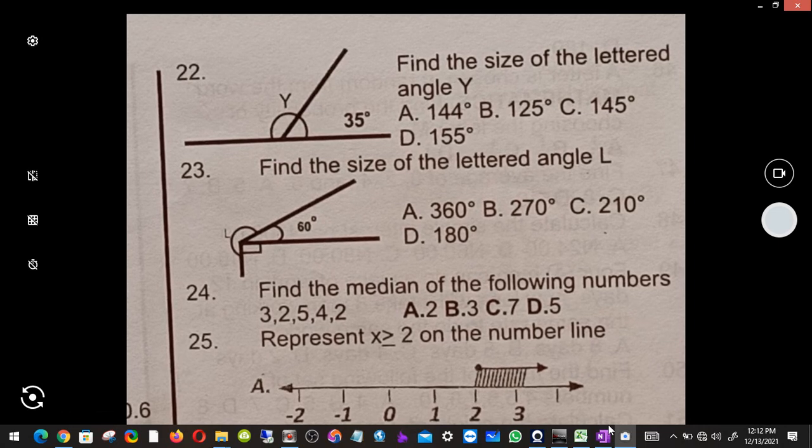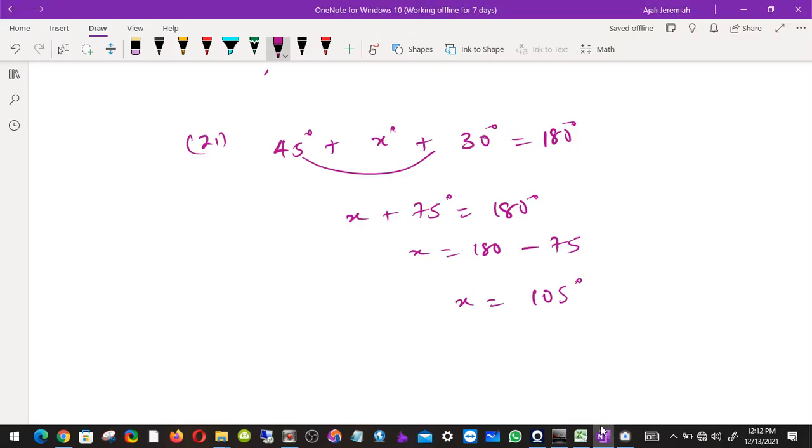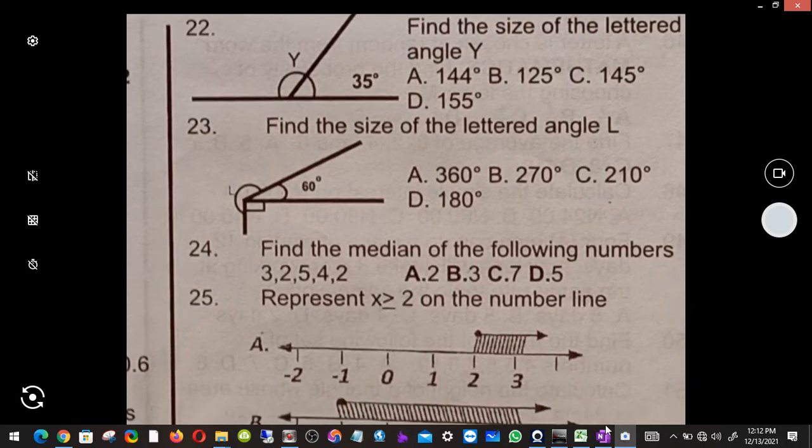Find the size of the lettered angle Y. Okay, this lettered angle Y here and this 35 are angles on a straight line. So the sum of Y and 35 gives us 180, right? So number 22: Y plus 35 equals 180. So what's Y? 180 minus 35, and that's 145 degrees. Okay. Simple questions.